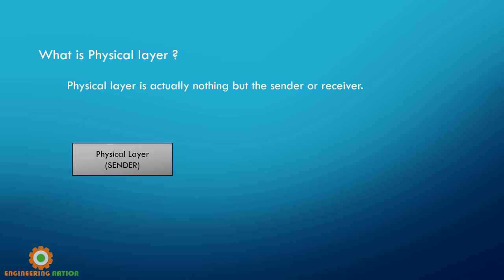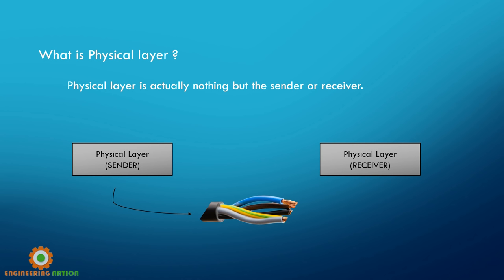Let's understand this in a pictorial way. So this is a sender, this is a physical layer, and this is a receiver, this is also a physical layer. The sender is connected with a transmission media. It can be wired or non-wired, and again this wired or non-wired transmission media is connected to the receiver. So this is the pictorial way of physical layer. Physical layer is sender and receiver, which controls the transmission media. How the data flows and what amount of data can flow through transmission media is controlled by the physical layer.